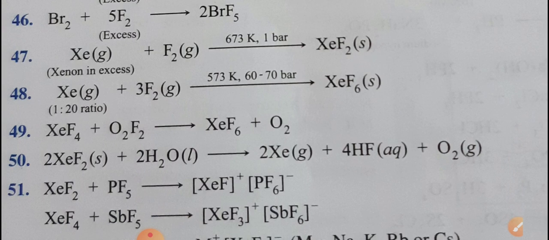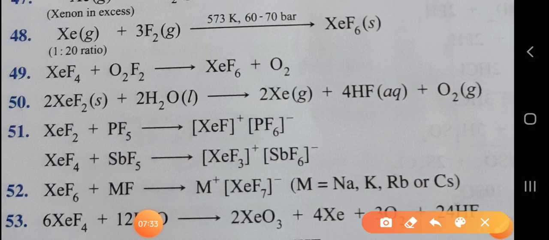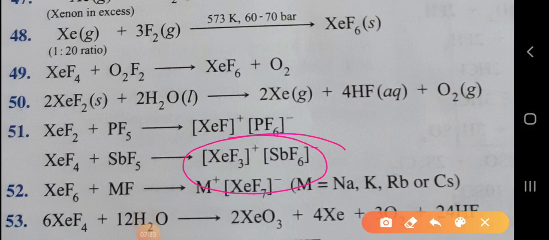Equation number 50. What happens when xenon difluoride undergoes hydrolysis? This reaction I have already given you. It is the exercise question, and it will give xenon plus 4HF plus O2. Equation number 51. Xenon tetrafluoride reacts with antimony pentafluoride, and it will form a compound. This is a coordination compound, an ionic compound, because it has plus and minus, both the charges are there.